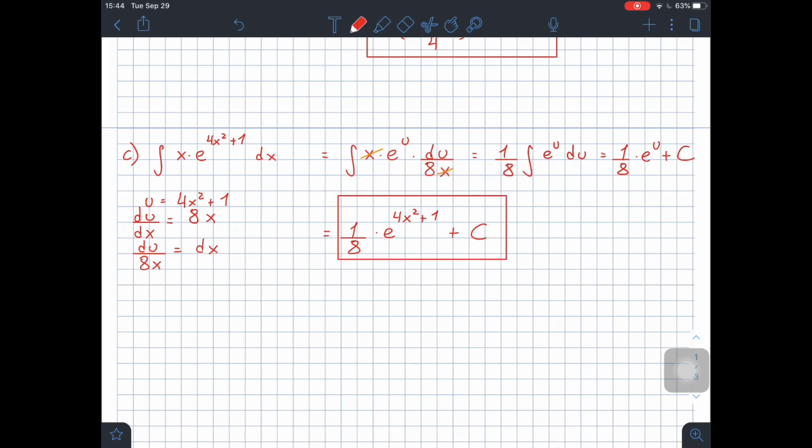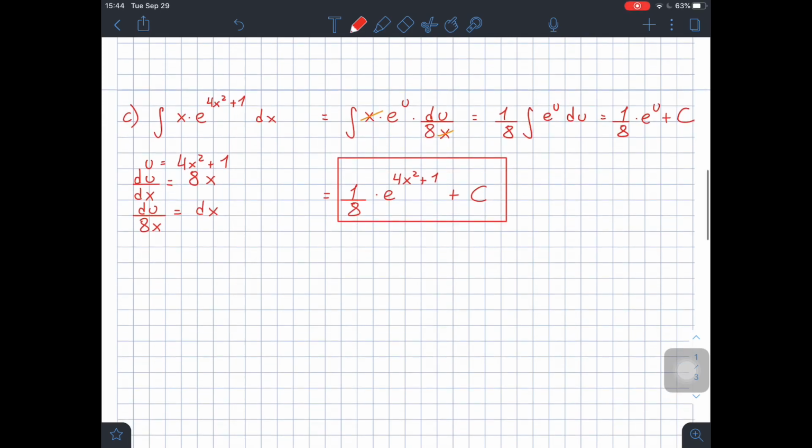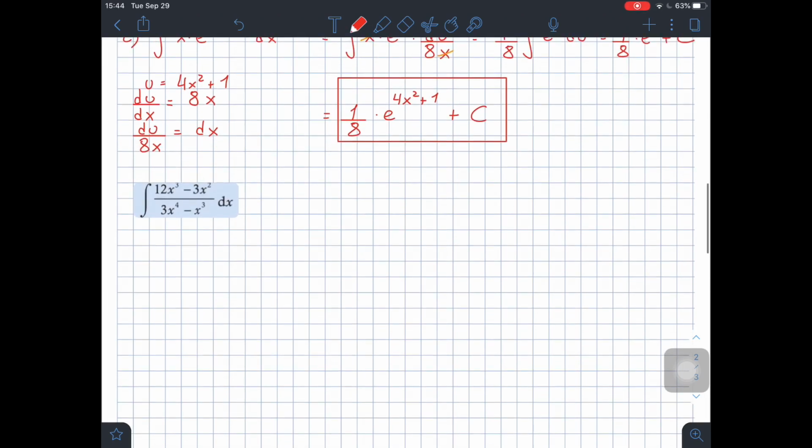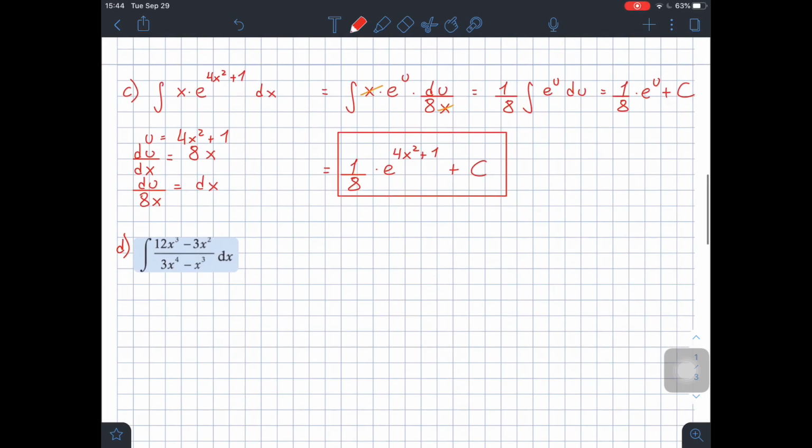Okay. Finally, we're going to see one last example, part D. I had that one down here. Part D says the following. We need to find the integral of (12x cubed minus 3x squared) over (3x to the 4th power minus x cubed) with respect to x.